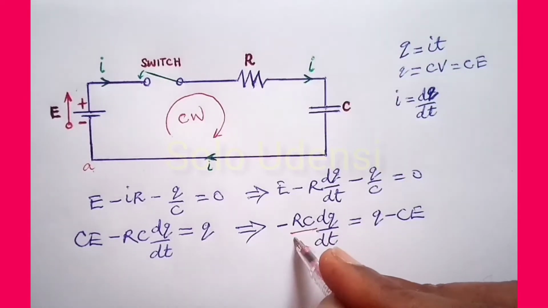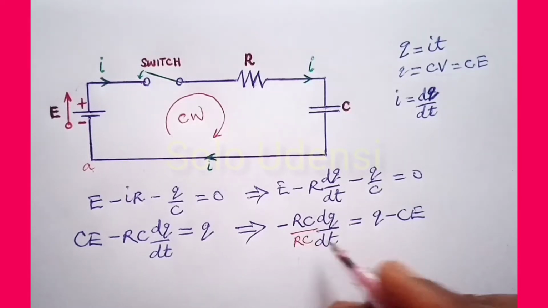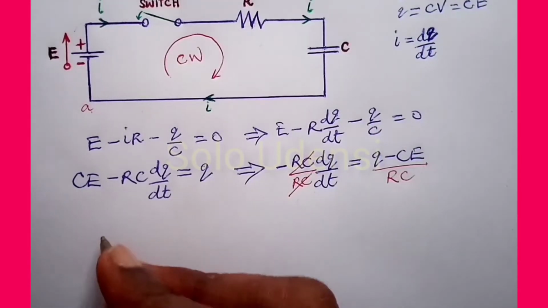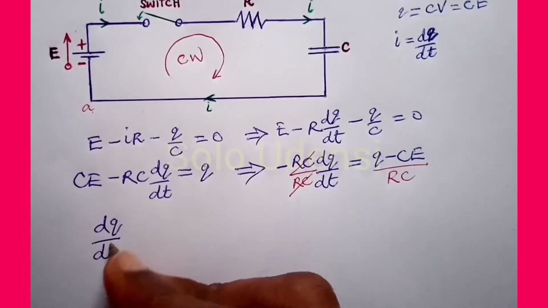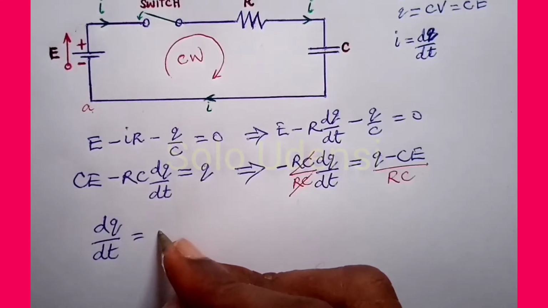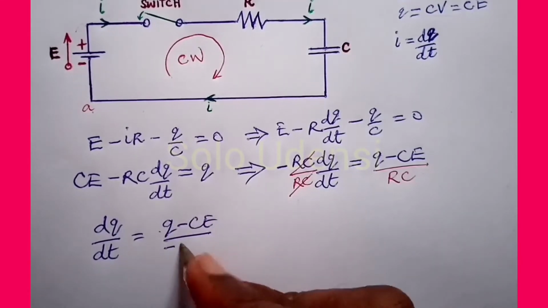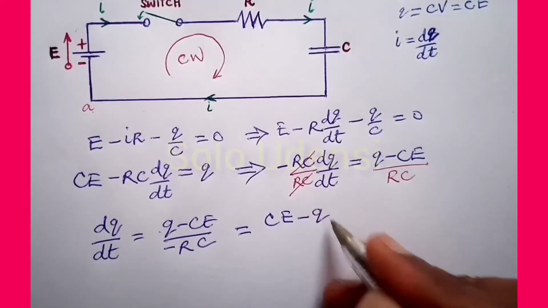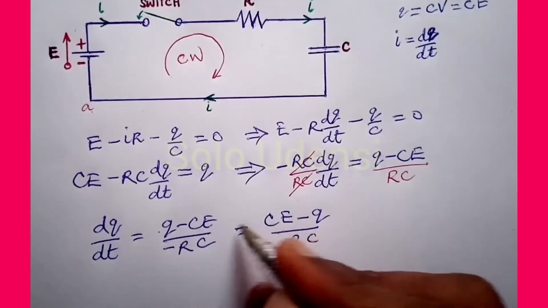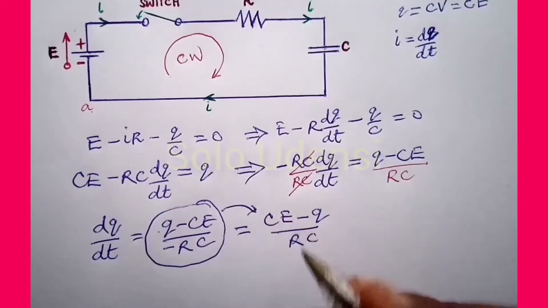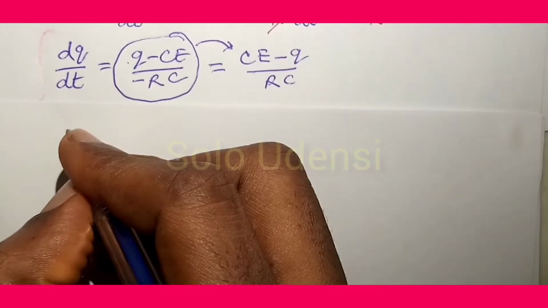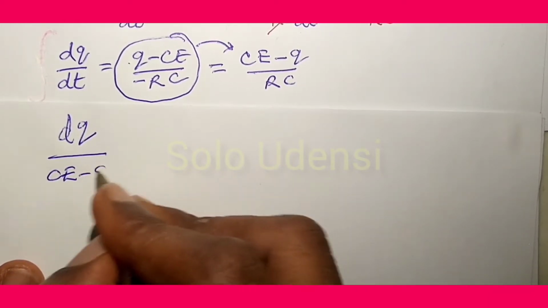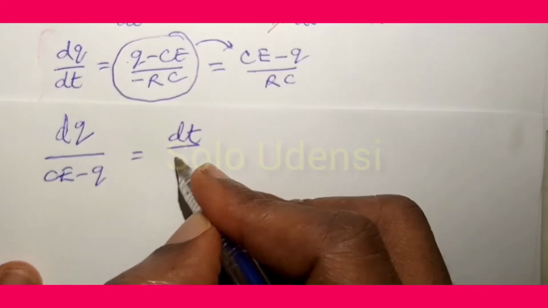we will have this. We can now write it as dq over dt is equal to, if you like, Q minus CE over minus RC, equal to CE minus Q over RC. This is the same thing. We rearrange and integrate: dq over CE minus Q is equal to dt over RC.